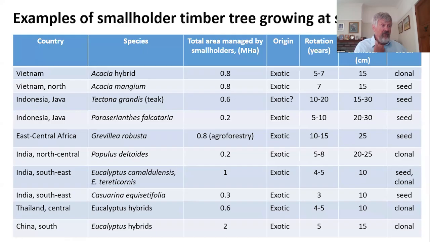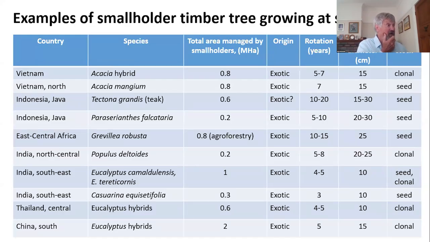But notice that smallholders don't plant trees and walk away. They cut them down on short rotations, generally less than 10 years, and they're cutting down trees of small diameter, often only 10 centimetres diameter, and off they go to some sort of factory. In these big areas of plantings, you can see about half of them are seed-based and half are clonal, and some of them are hybrids which have been developed through research, as we'll discuss.